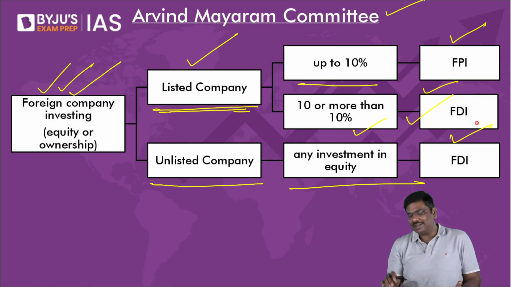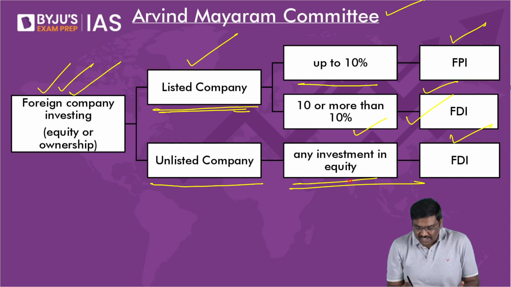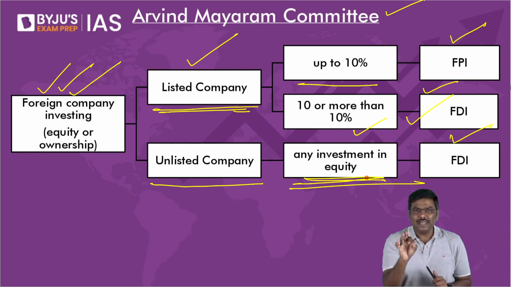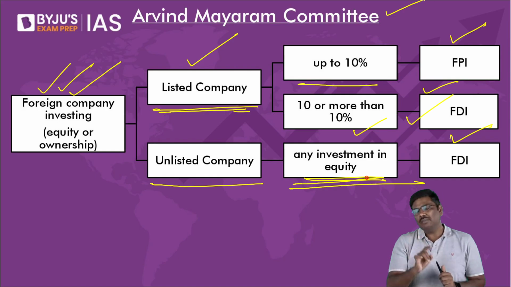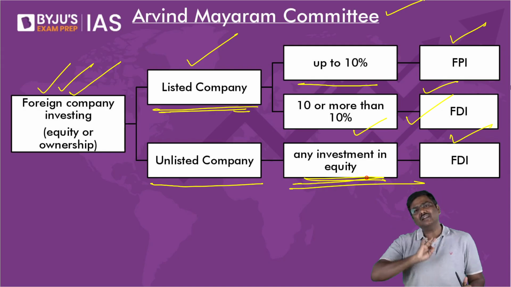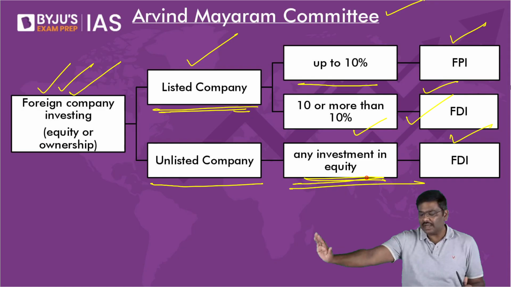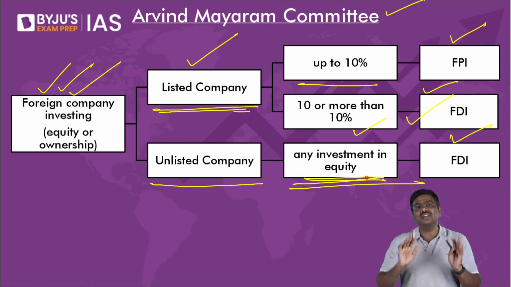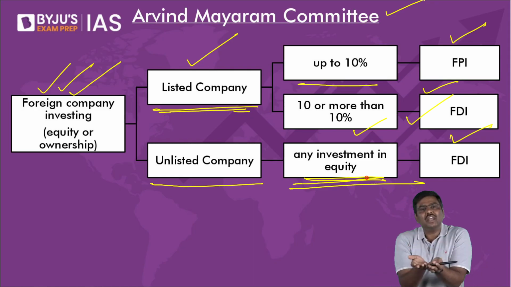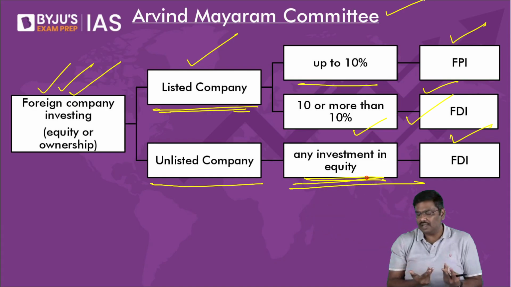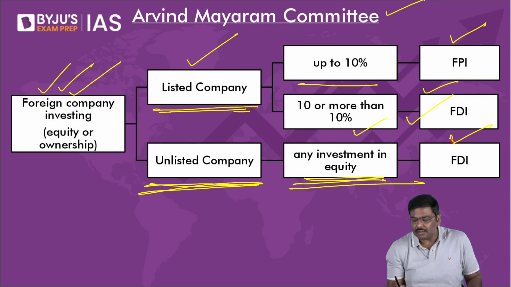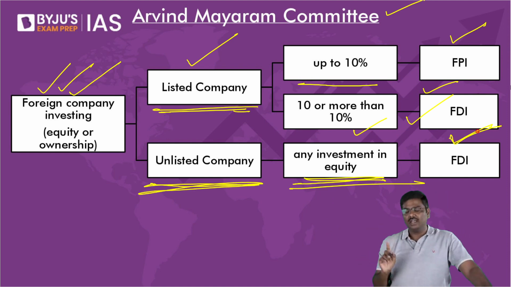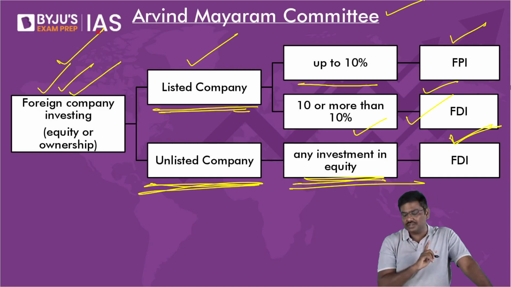Now, as expected, some of you have started typing, why not FPI in case of an unlisted company? My dear, point number one, where does FPI invest? In the stock market. And if I say it is an unlisted company, are the shares of this company available in the stock market? Think of it and let me know. Unlisted means these shares are not available in the stock market. Hence, FPIs cannot invest in an unlisted company. That is the reason any investment in an unlisted company by a foreign company will be classified as FDI. Remember the definition, UPSC can ask you this.